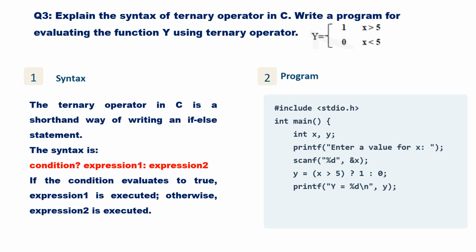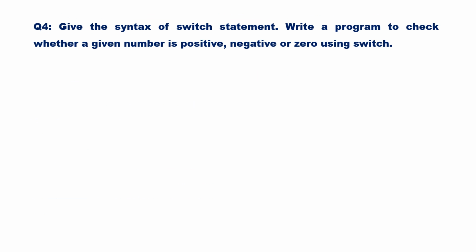This line prints the value of y using printf. Return 0. And finally close the main function. Question number 4. Give the syntax of switch statement. Write a program to check whether a given number is positive, negative, or 0 using switch.